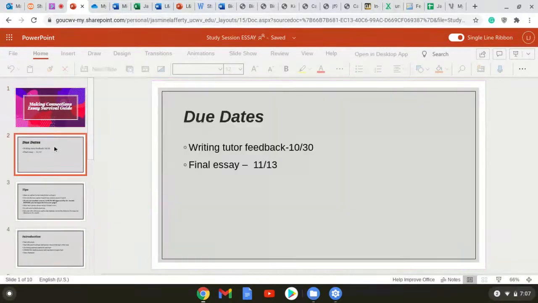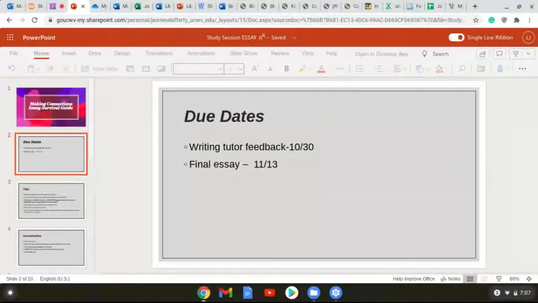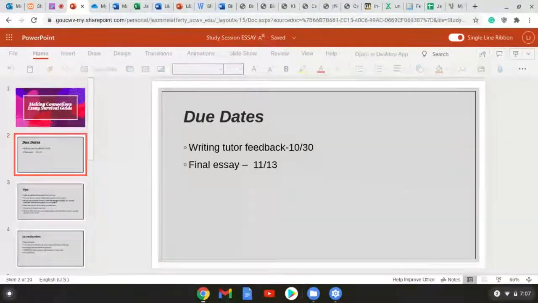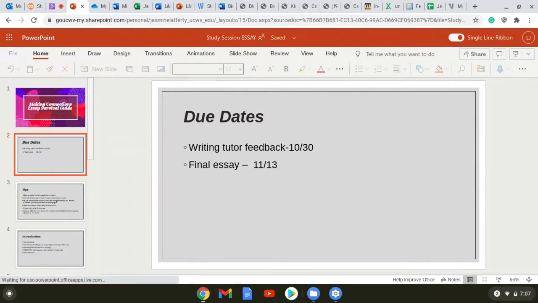The most important thing, let's talk about the due dates. Your writing tutor feedback is due the 30th, which is this Friday. You must take a full draft to the writing tutor. The tutors are under instructions to not sign it if it does not have at least an introduction, a body paragraph, a conclusion, a reference page, and a graph. It doesn't have to be good. Well, let me rephrase that. It should be the best that you can possibly do.